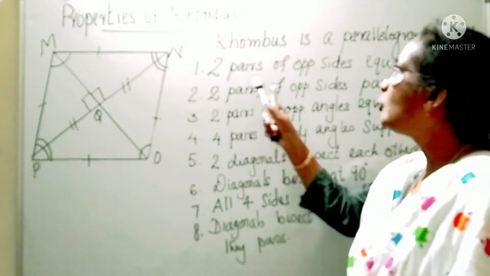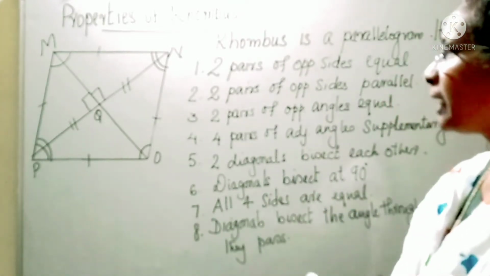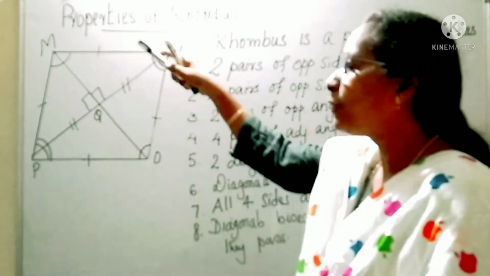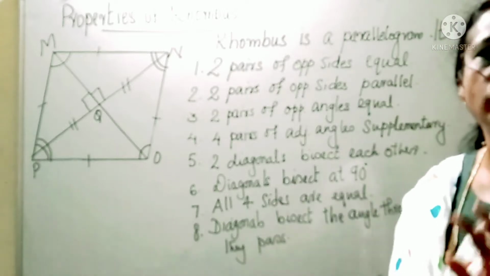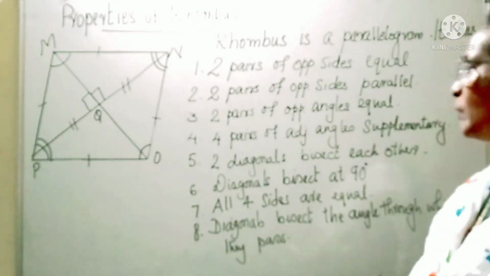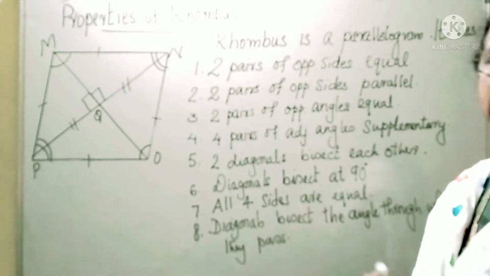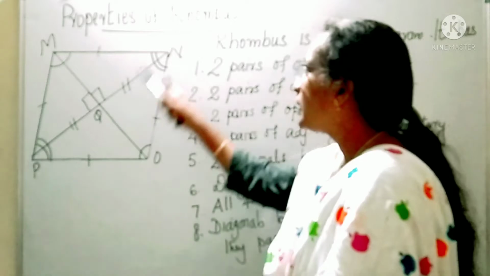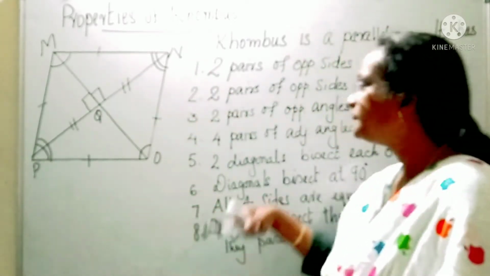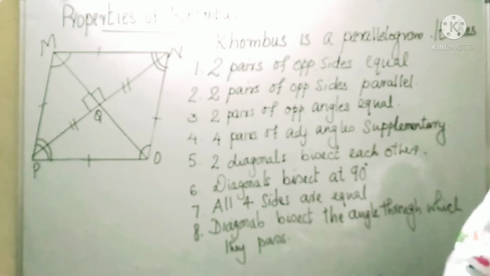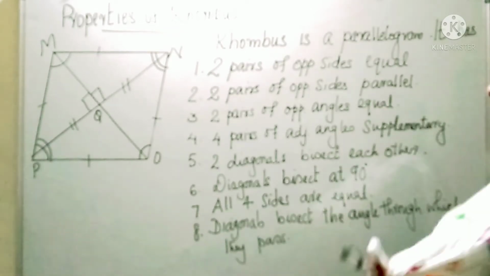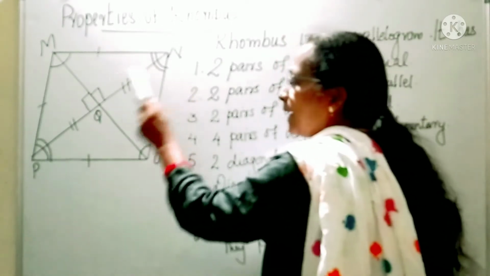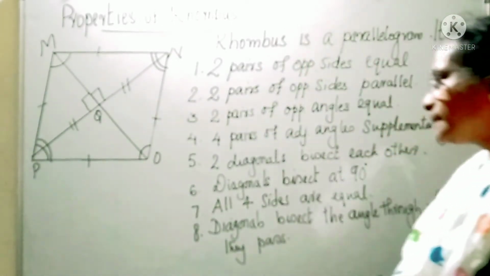Two pairs of opposite sides are equal. That means MN equal to PO, NO equal to MP. These two pairs of opposite sides are equal. Then two pairs of opposite sides are parallel, the same two sides: MN parallel to PO, NO parallel to MP. Two pairs of opposite angles are equal. Which are the opposite angles? Angle M equal to angle O, angle N equal to angle P.